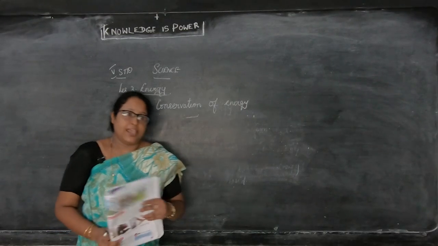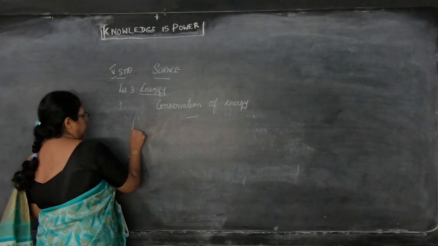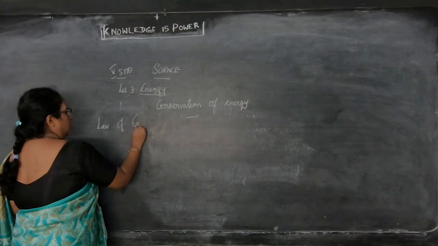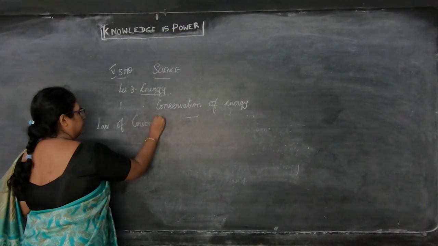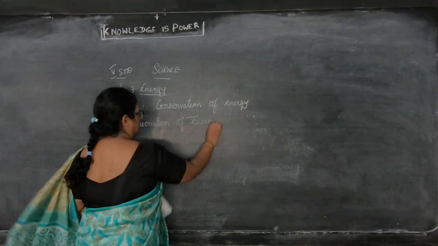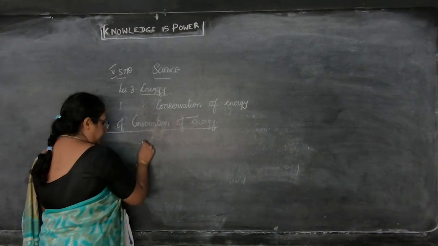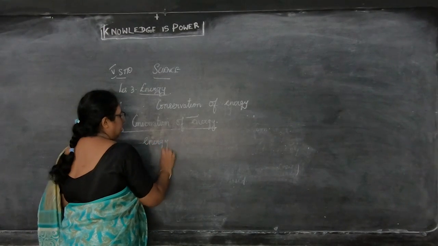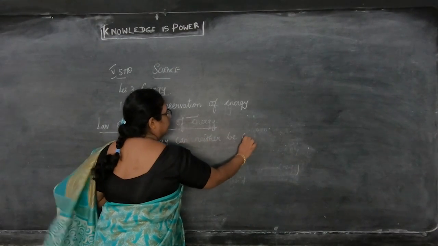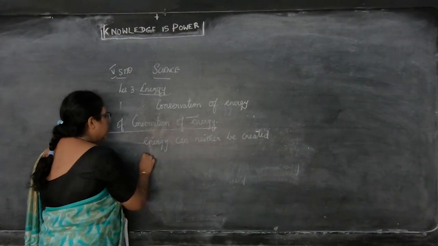Now it's given here, energy cannot be created and cannot be destroyed also. This is the law of conservation of energy. What is called as law of conservation of energy? This states that energy can neither be created. Created means urvakuradhu. Okay, created. Energy can neither be created nor be destroyed.